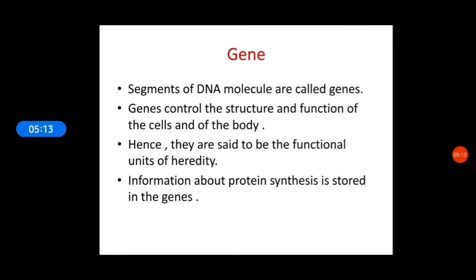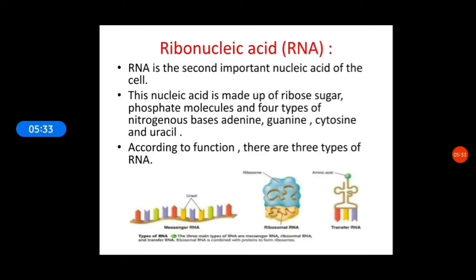Information about protein synthesis is also stored in the genes, which is helpful for expressing the characteristics in case of the offsprings. Along with the DNA, the other nucleic acid molecule is also essential for protein synthesis, that is RNA. RNA stands for ribonucleic acid. RNA is the second important nucleic acid of the cell.